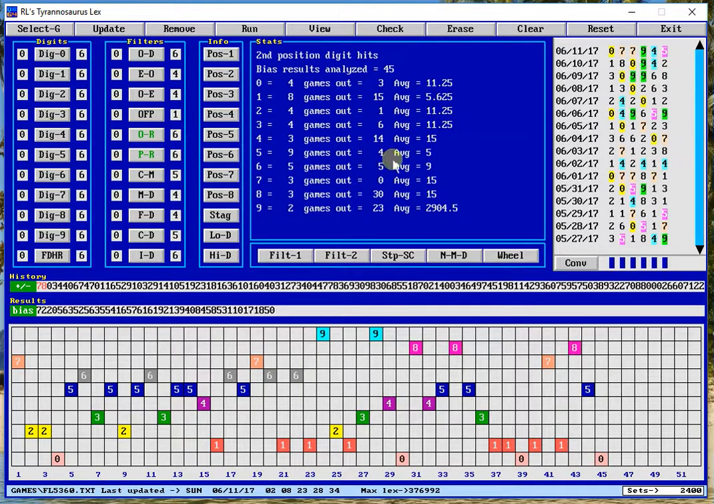To me, if you look at just this bias of the 7 and the 8, you can see that there's really only 3 possibilities, 2 more so than any other. This one here is out 15 games. It averages every 5.6. So take 5.6 and times it by 3. That's going to give you like 16.8.